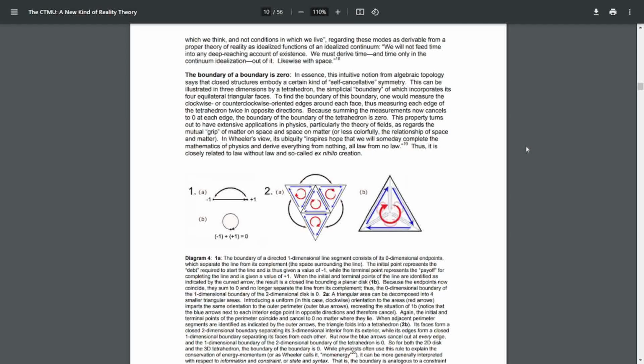The boundary of the tetrahedron is 0. Wait, in opposite directions. Okay, so thus measuring each edge of the tetrahedron twice in opposite directions, because summing the measurements now cancels to 0 at each edge, the boundary of the tetrahedron is 0. This property turns out to have extensive applications in physics, particularly the theory of fields.